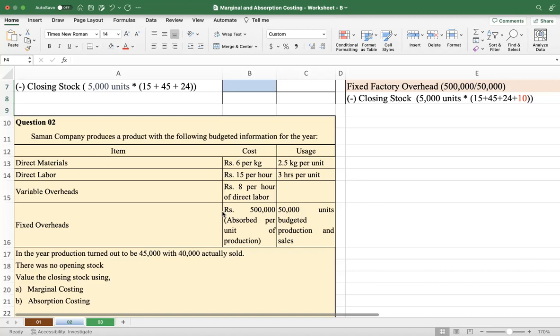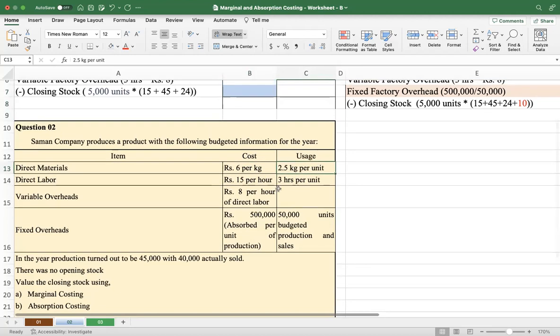Direct materials. Remember, now here, unlike the previous question, we don't have the value. We have how many kilograms they use per unit and the price per kilogram. Right? So what can we calculate from here? We can calculate the per unit direct material cost by multiplying 6 rupees by 2.5 kilograms.